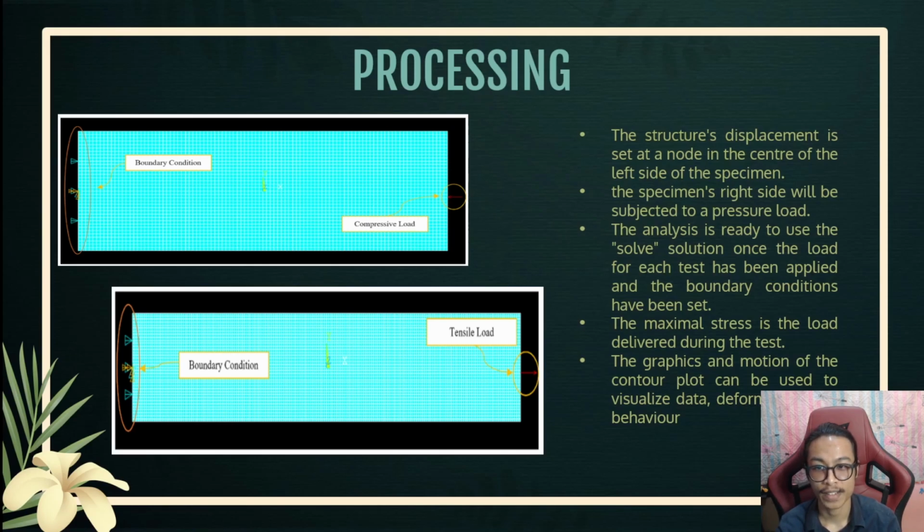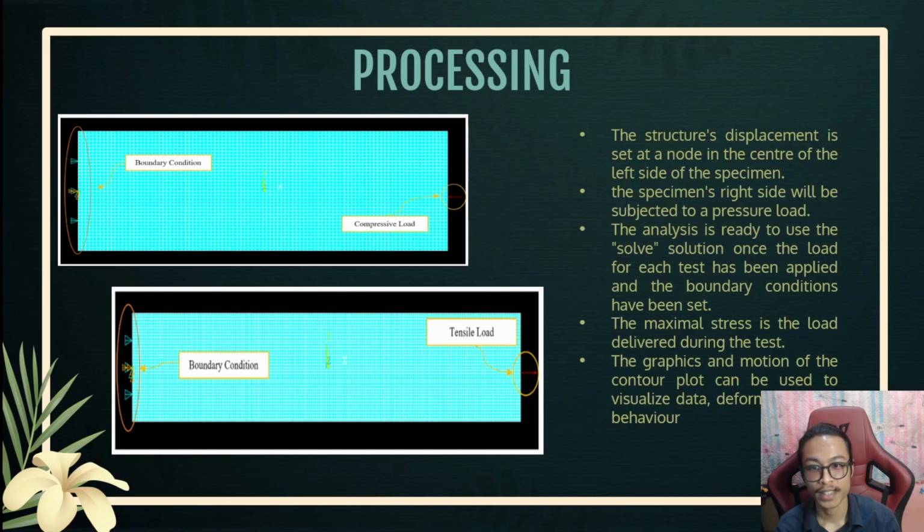Processing is when the structure's displacement is set at a node in the center of the left side of the specimen, constrained in all degrees of freedom and the x direction for compression and open hole tension. The maximum stress is the load delivered during the test. If the failure index is 1, the deformation will be investigated in all 3 directions, X, Y, and Z.